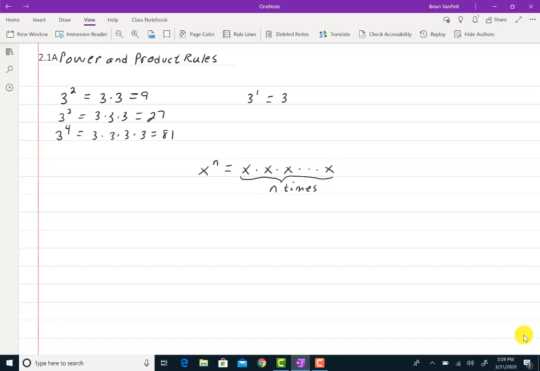So what do we have here? Let's take a look at an x to the n. That thing up there is called the exponent. This quantity x is called the base. So I'll make use of those terms liberally throughout the proceedings.